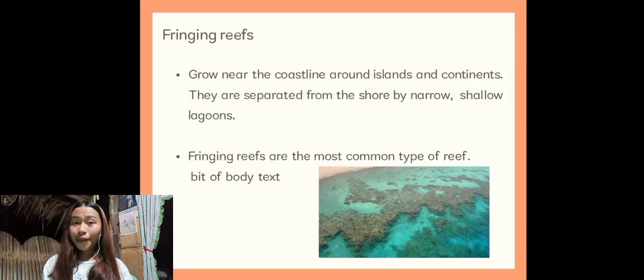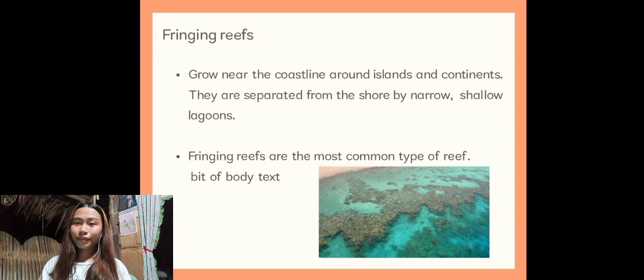So the first type is the fringing reefs, which grow near the coastline around islands and continents. They are separated from the shore by narrow, shallow lagoons. Fringing reefs are the most common type of reef. They project seaward directly from the shore, forming borders along the shoreline and surrounding islands.